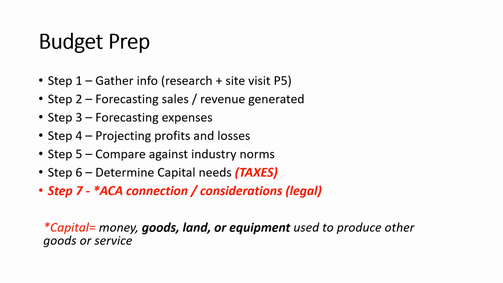Number 4, projecting profits and losses. Again, look at that from month to month. There are differences, obviously, in different times of the year for different businesses. Compare them against the industry norms. That's the benchmarking. And then, again, determine capital needs. What we'll do, the only one here, is really talk about how you should be able to know what your federal, state, and local taxes are, determined on where you put your business. And then step 7, what's the connection from revenue and finances with the Affordable Care Act and considerations from a legal standpoint.